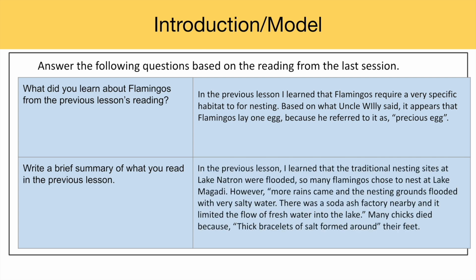Write a brief summary of what you read in the previous lesson. In the previous lesson, I learned that traditional nesting sites at Lake Natron were flooded, so many flamingos chose to nest at Lake Magadi. However, more rains came and the nesting grounds flooded with very salty water. There was a soda ash factory nearby and it limited the flow of fresh water into the lake. Many chicks died because, quote, thick bracelets of salt formed around, quote, their feet, and many of them drowned.